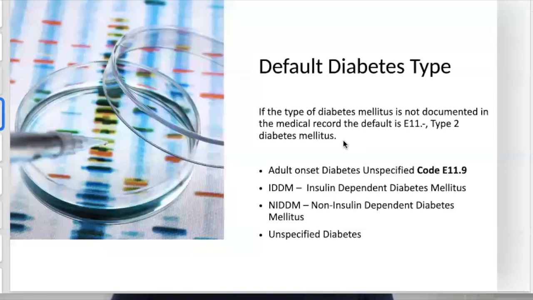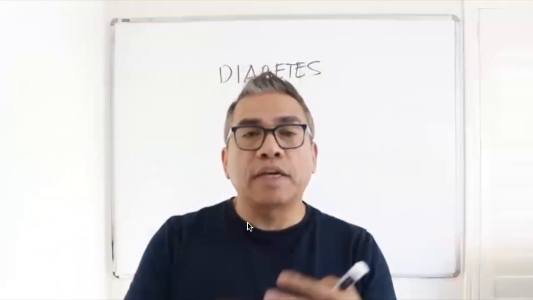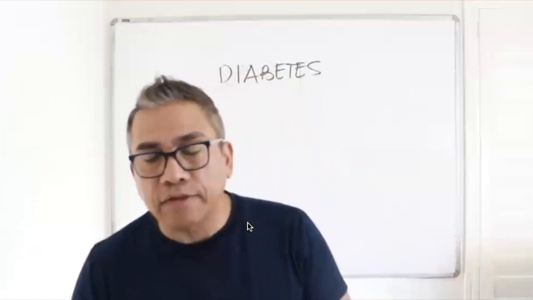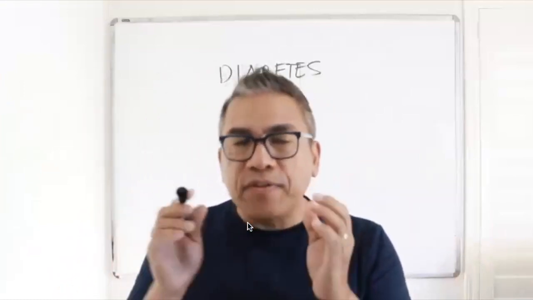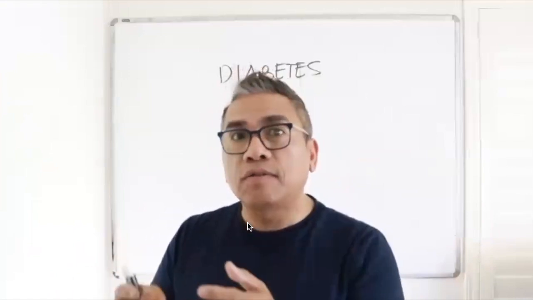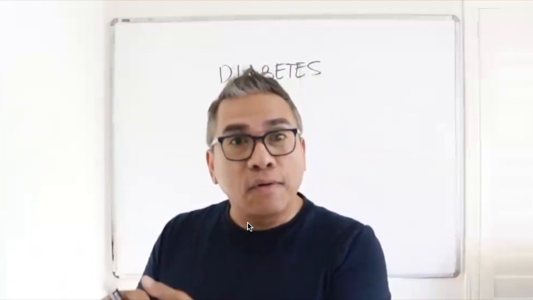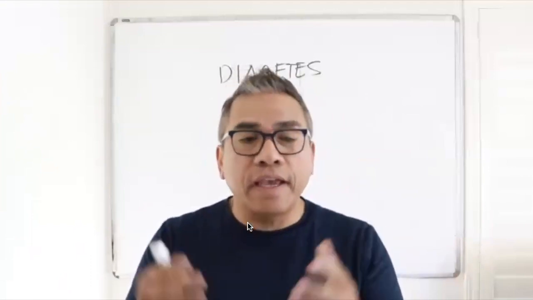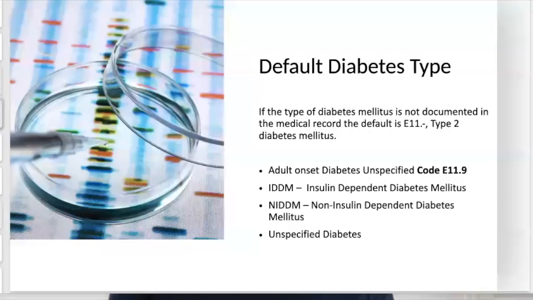Now let's go to the default diabetes type. Okay, I have already talked about the different types of diabetes, right? The type 1, type 2, and also the secondary diabetes. Now, if the doctor does not specify the type of diabetes, the question is, what type do you guys code, or what type do you guys document? Okay, according to the coding guidelines, the default type is this. Let's read. If the type of diabetes mellitus is not documented in the medical record, the default is E11.